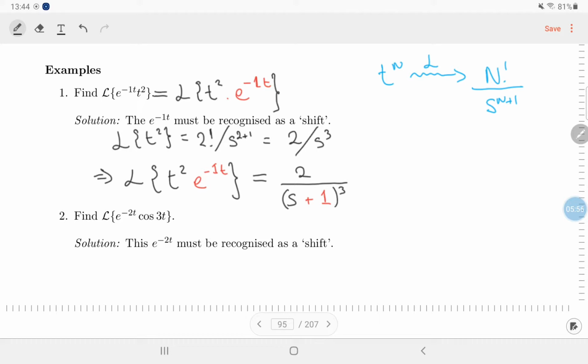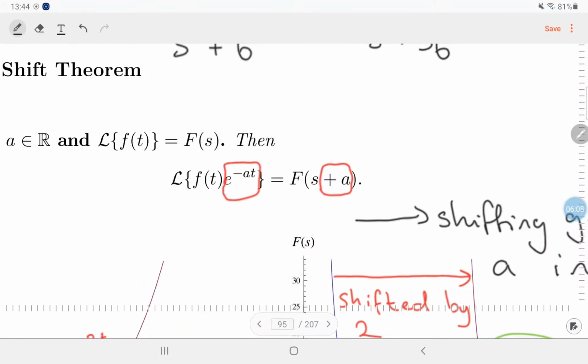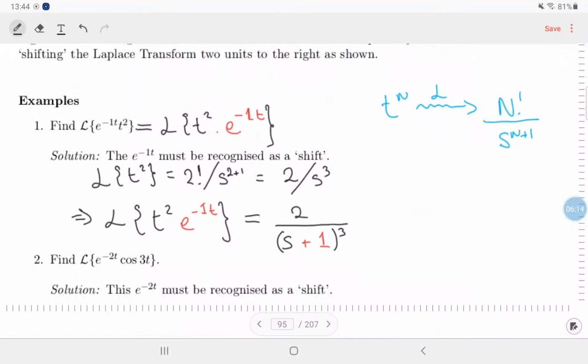So see what it does. It says if it's multiplied by an exponential shift in the time domain, send it as normal, but change the s. In this case, if it's an e to the minus at, you change the s to s plus a. If it's an e to the plus at, you'll change the s to s minus a. But most of the time, it'll be a negative exponential.